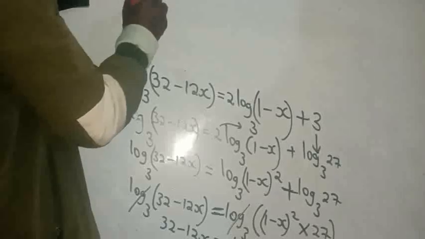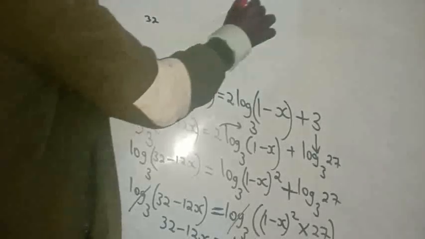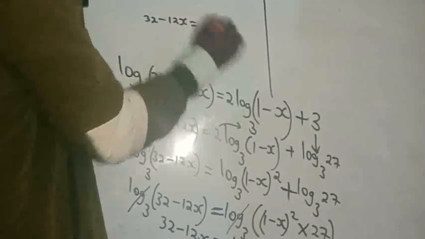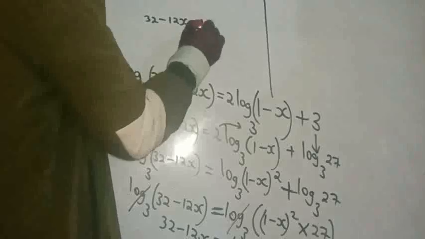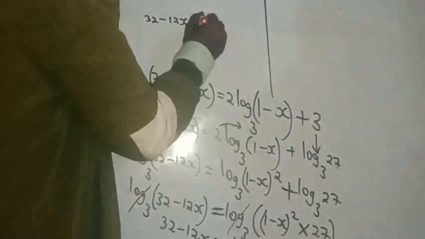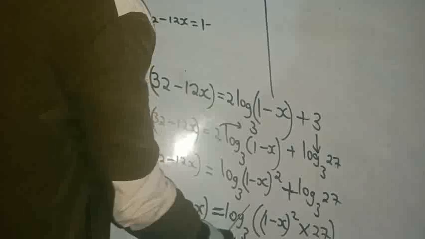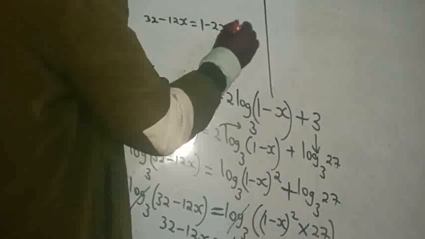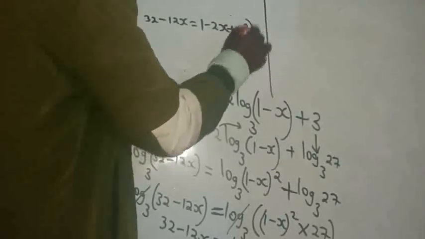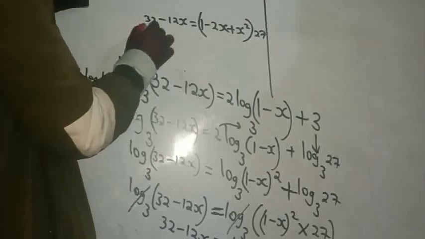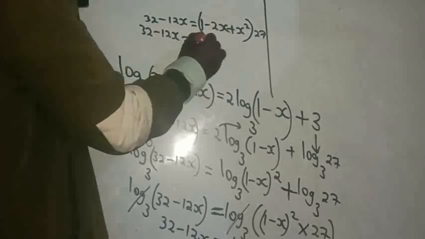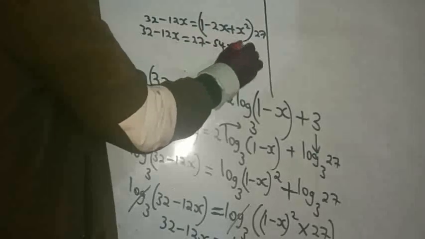So we will have 32 less 12x should be equal to, let's just expand this. We will have 1 squared, that is 1, minus 2 times x times 1, that will be 2x, then x squared. Then of course you have multiplied this by 27. So we're going to have 32 less 12x should be equal to 27. We are opening the bracket, 27 minus 54x plus 27x squared.